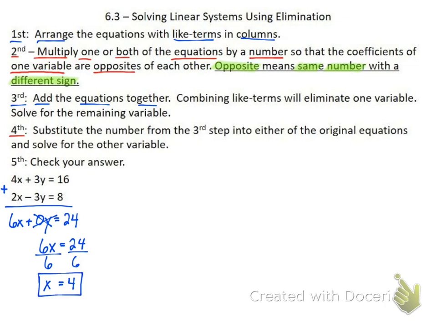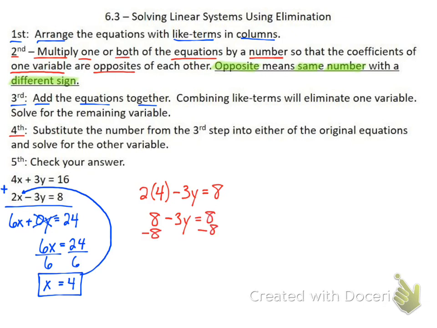Once I'm there, I want to plug that into one of the original equations. It doesn't matter which one you plug it into. I'm going to plug it into the second equation. So I can go 2 times 4 minus 3y is equal to 8. So I get 8 minus 3y is equal to 8. Subtract the 8 to the other side. Get negative 3y is equal to 0. Divide both sides by negative 3 and get y is equal to 0. It's got to be an ordered pair solution, so my ordered pair solution is 4, 0.